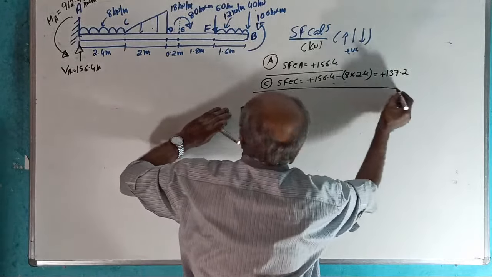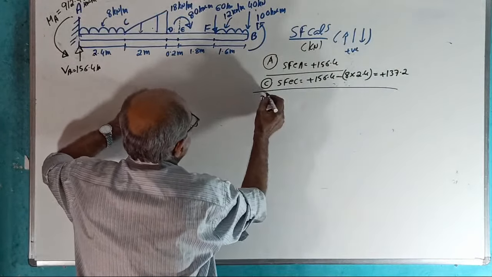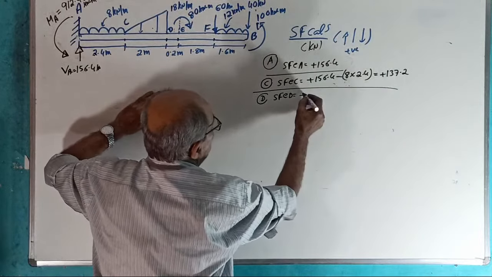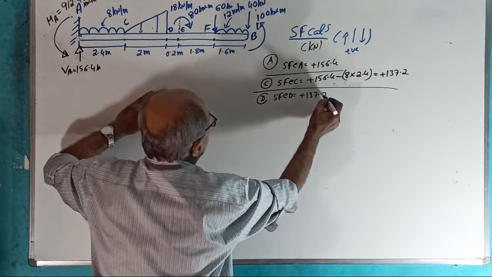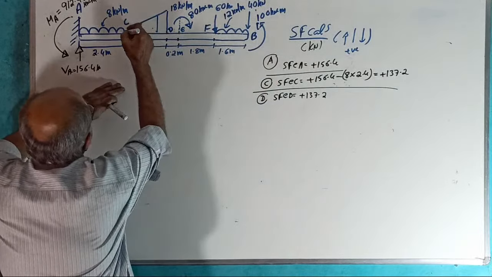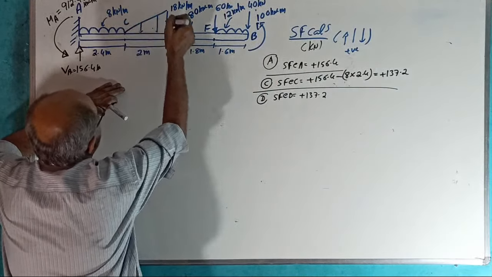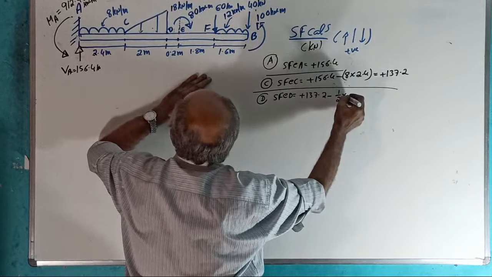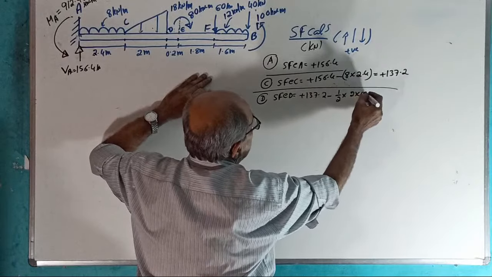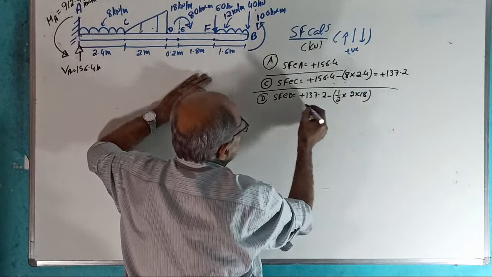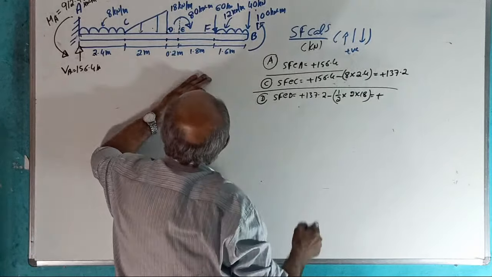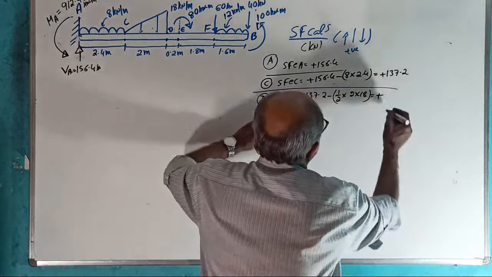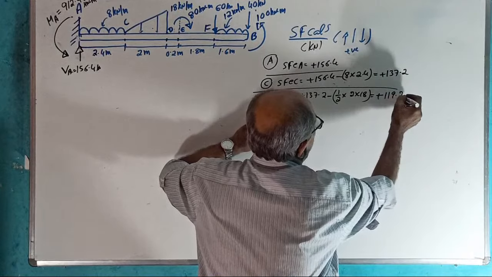Okay. After C, come to D. Shear force at D equal to previous value plus 137.2. That was at the point C. After C to D, down how much? Minus half into 2 into 18. Means 18 lesser, equal to plus how much? Plus 119.2 kilonewton.